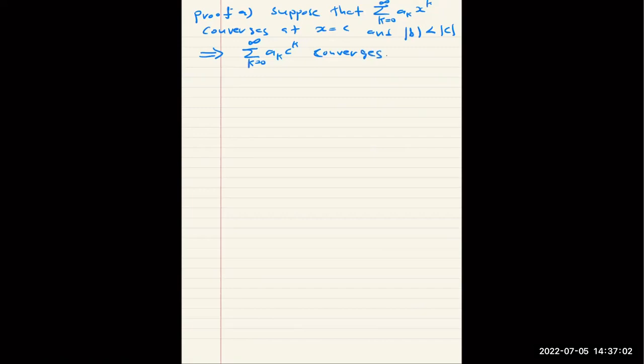What does that tell you? That tells you that by the divergence theorem, if this series converges, then the limit as k approaches infinity of the kth term, a_k times c to the power k, has to be zero. Of course, if this limit is not zero, then the original series has to diverge. Since this is convergent, this limit has to be zero by the divergence theorem.